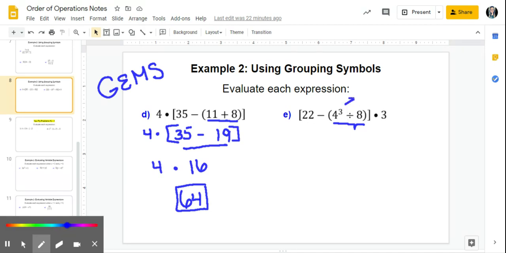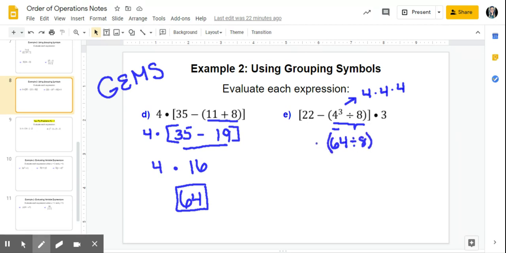So remember, 4 to the third means 4 times 4 times 4. 4 times 4 gives me 16. 16 times 4 gives me 64. I'm going to drop down everything else. So the divided by 8 that's in the parentheses, then the minus 22 that was inside the brackets, and then the times 3.